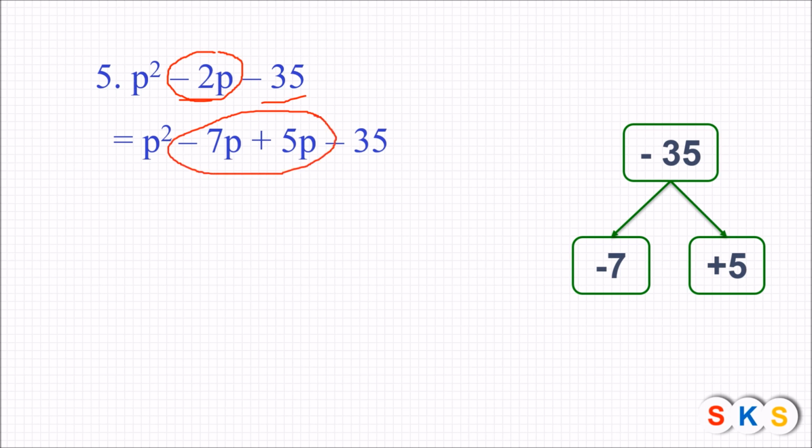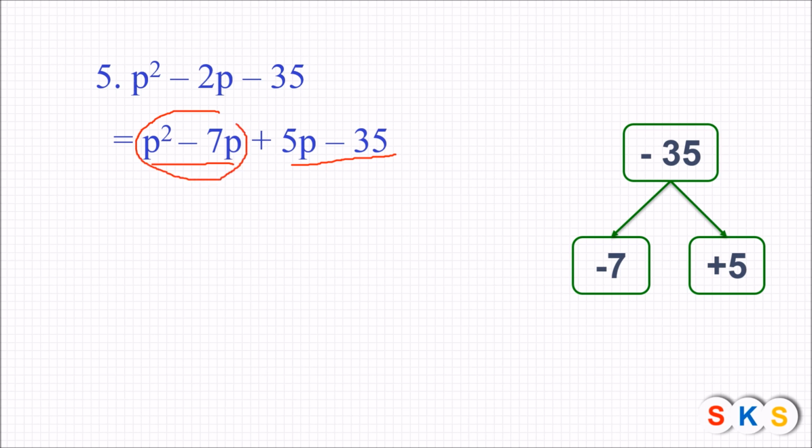After splitting the middle term, we will make a group of the binomial. This is your first group of the binomial, and this is your second group of the binomial. After making the groups, we will take the common. What is common between p square and 7p? P is common because p square means p into p, and 7p means 7 into p. So common here is p.